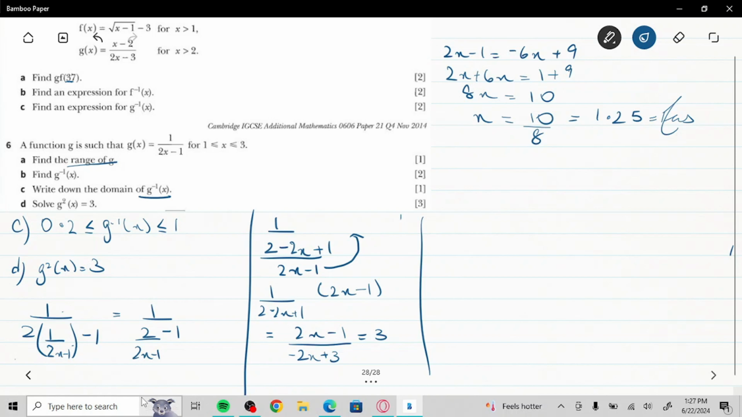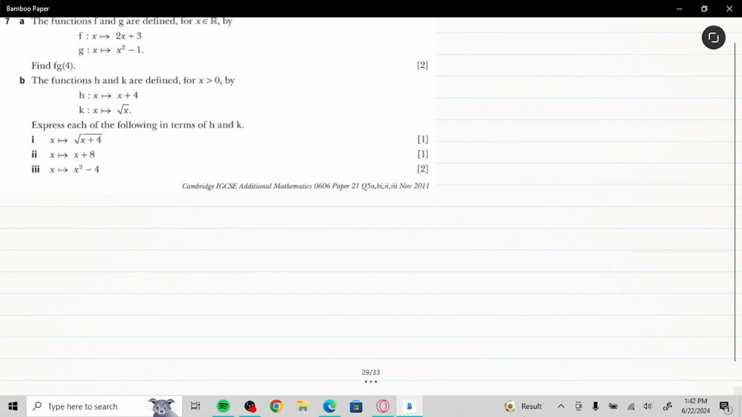Now let's proceed to question number 7. Okay, for question 7a, we have two functions, f(x) and g(x), and we have to find fg(4), meaning we have to input the value of the function g into the function f and input the value of x to be 4. So we have f(x), and instead of x, write x squared minus 1 and plus 3.